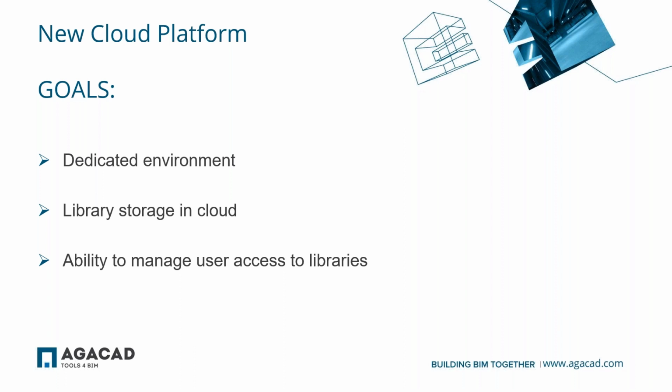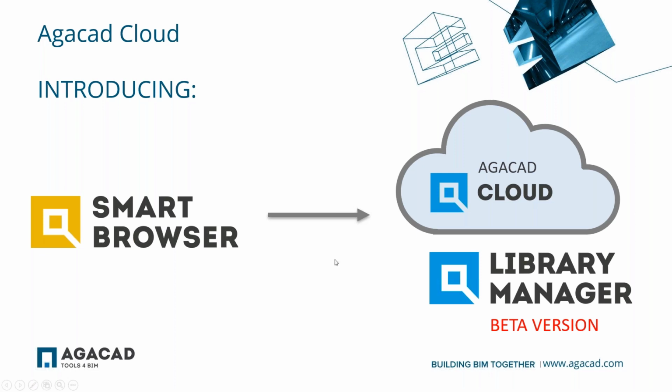So the users would be able to control who can see exactly which library and whether they can create new libraries in your space. The smart browser combined with the cloud and all the access and all the control systems inside of the cloud, it's transforming into its new form, Agacad Cloud, with a library manager tool inside of the Revit to upload those libraries into the cloud and control them in cloud through the Revit.